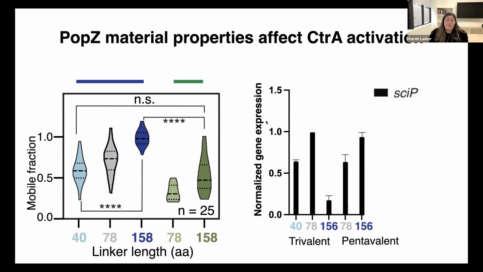So we think that, I mean, it's just the beginning. Of course, POP-Z has many functions and talks to so many proteins in the cell, but I showed you at least 2 ways in which the material properties affect cellular organization, both in the distribution of ribosomes and also in availability of active master transcription factor.